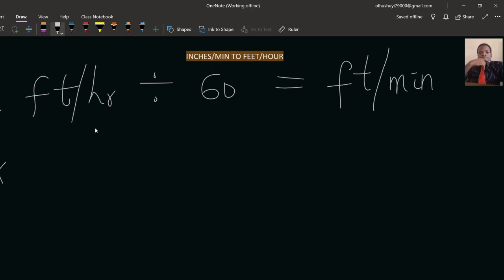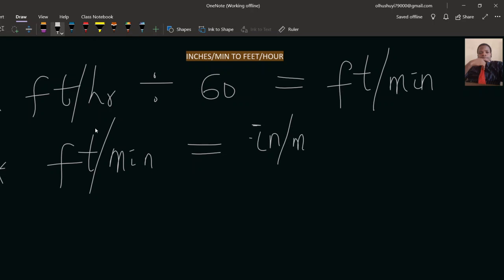Let me note another one for you. What if you have it in feet per minute? So your feet per minute can be equal to your inches per minute, the same minute. Are you seeing that? Inches per minute divided by 12. Can you see another relationship?